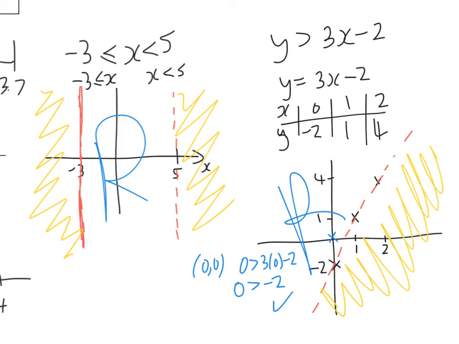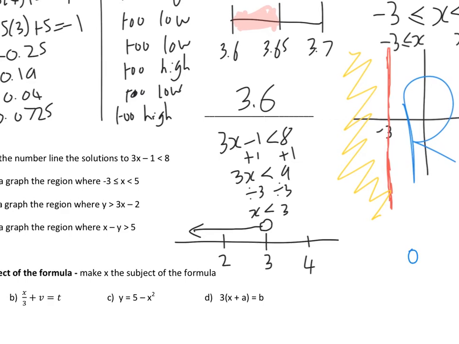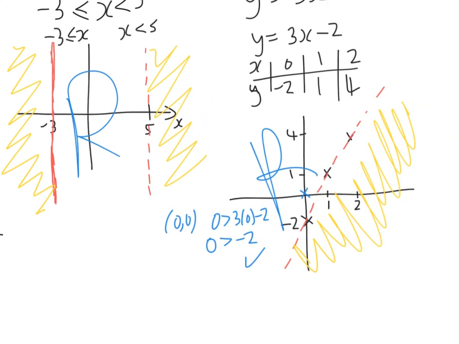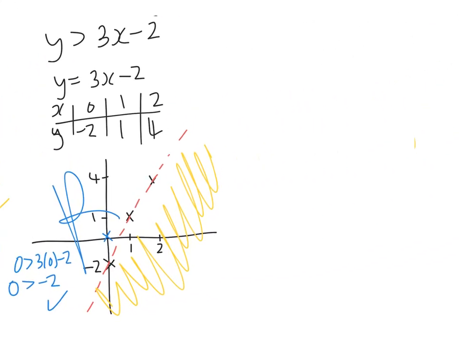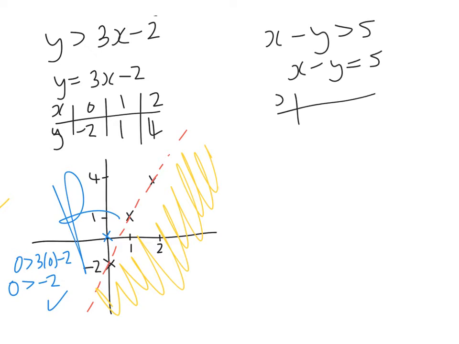Okay? And the last one is x minus y is greater than 5. We need to draw the line x minus y equals 5. That'll be the boundary. To do that, you need a table of values. X and y are on the same side, so I'm going to do 0, 0. When x is 0, minus y is 5. So y would be minus 5. And when y is 0, x is 5.